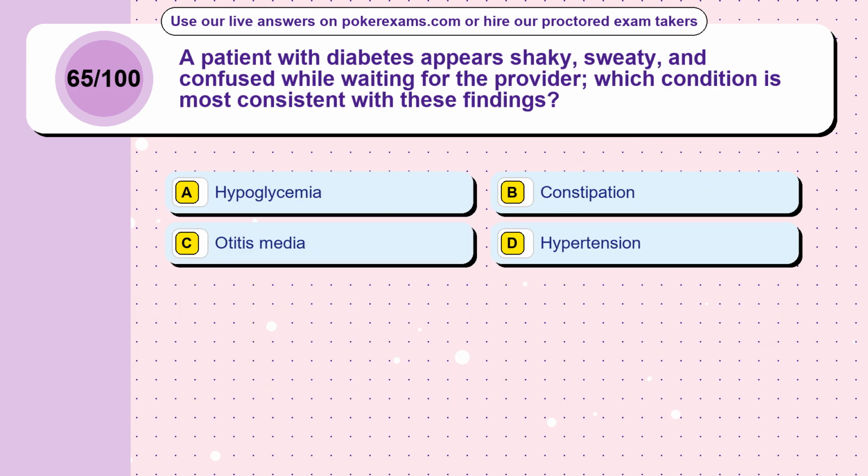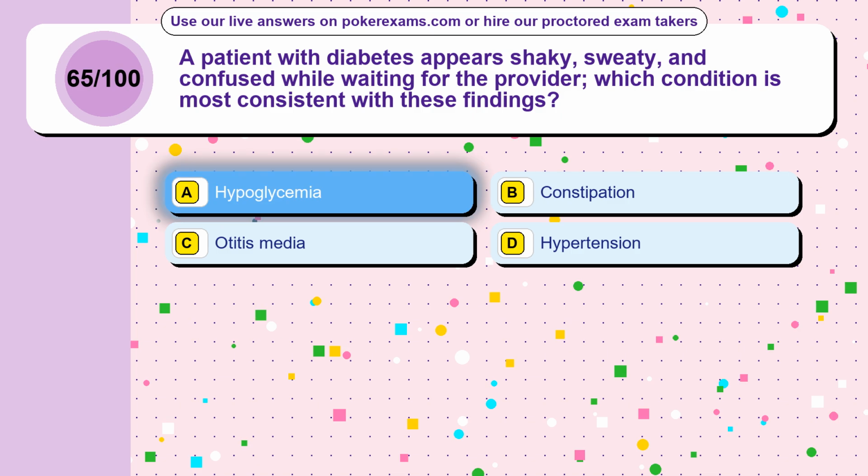Question 65. A patient with diabetes appears shaky, sweaty, and confused while waiting for the provider. Which condition is most consistent with these findings? Option A. Hypoglycemia. Option B. Constipation. Option C. Otitis media. Option D. Hypertension. The correct answer is option A.